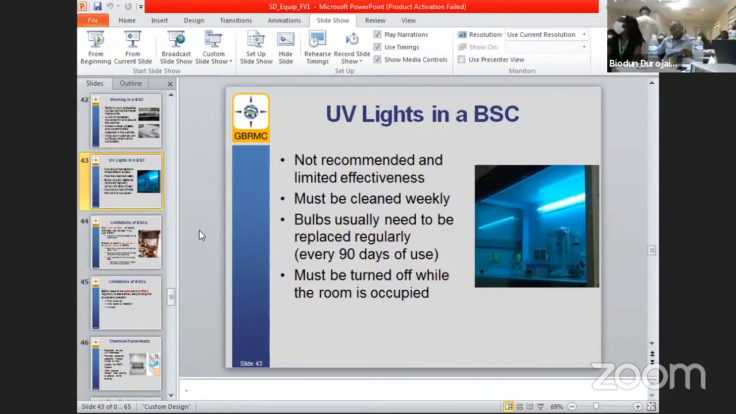Some people think that they can use this UV light to sterilize the environment. So we keep saying you have to do an assessment. You cannot assume that because UV light can do some level of sterilization, you can just use it. It has limited effectiveness. Before you can even say, oh, I'm using it for this, you must also validate that process. You must validate that process. So it has limited effectiveness.